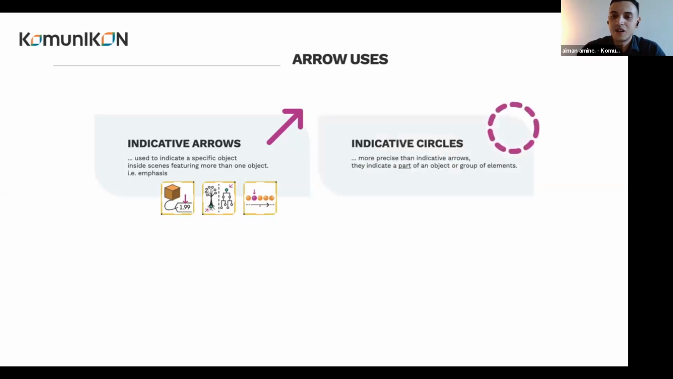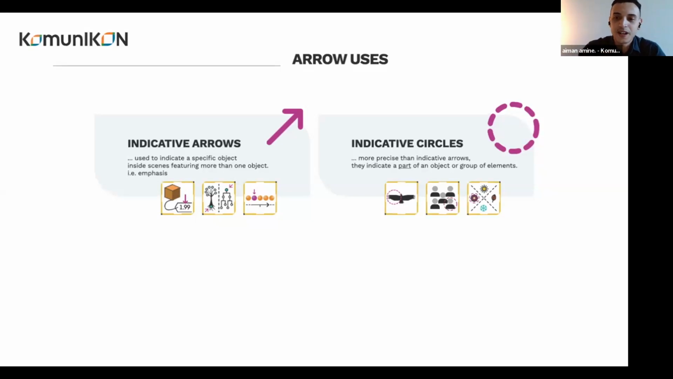The second type would be indicative circles. They are more precise than indicative arrows, and they indicate a part of an object or a group. So for example, if we want to showcase the meaning of a wing, you can do this either by taking a day-long verbal explanation to someone who doesn't necessarily speak your same language, or you can just point at that part of the bird itself.